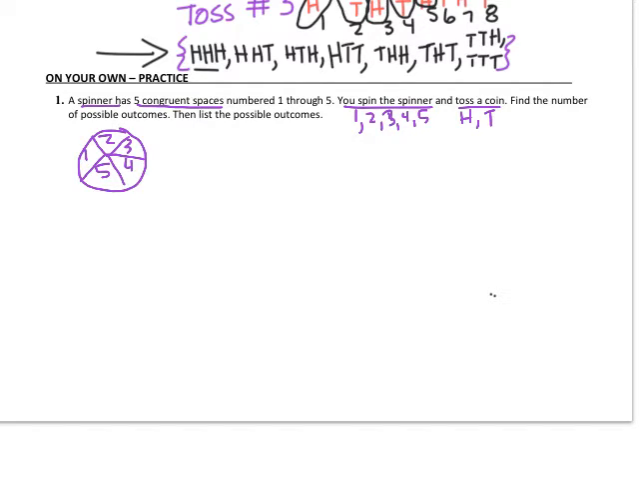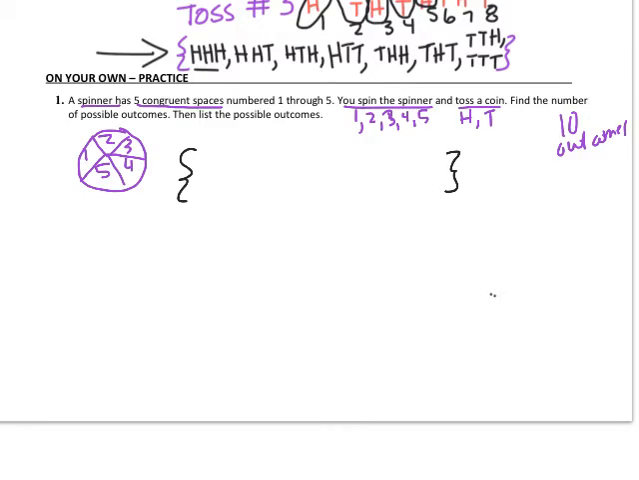Okay, so now you need to come up with all the different possible outcomes. I'm going to give you a hint. There are 10 outcomes total, and I need you to list them, okay? And when you list them, please list them inside of brackets like this.